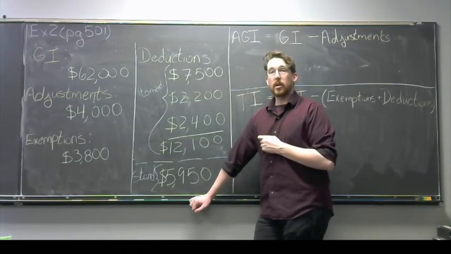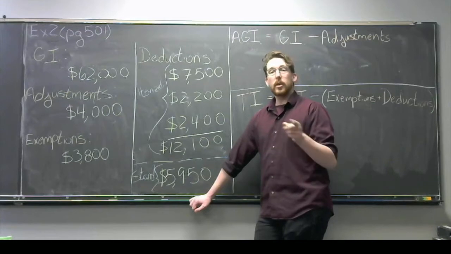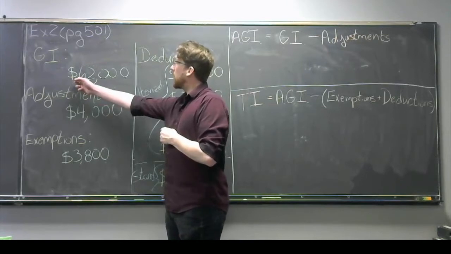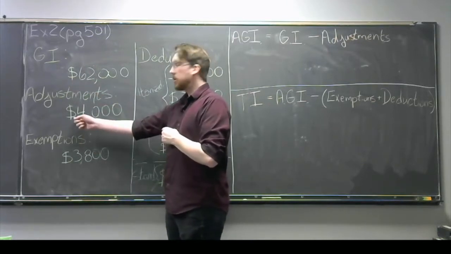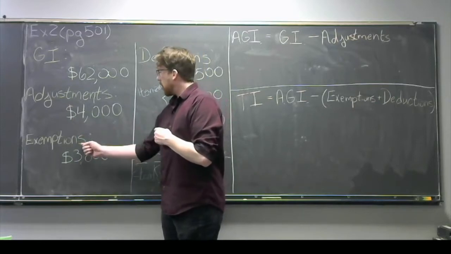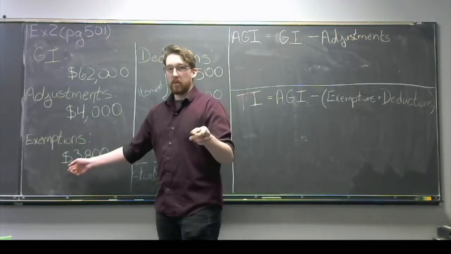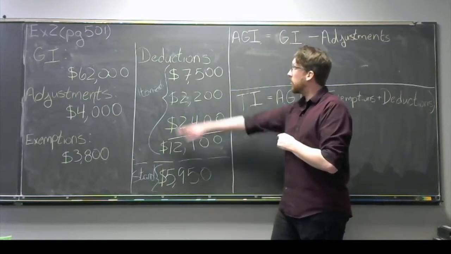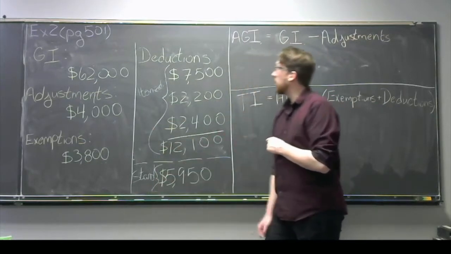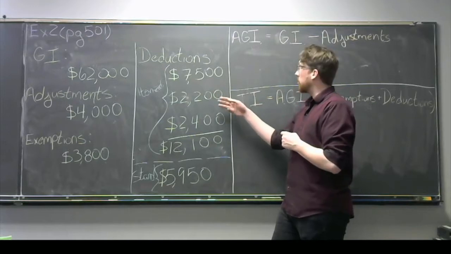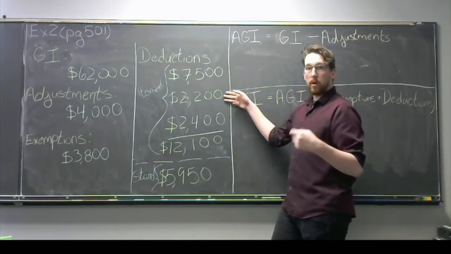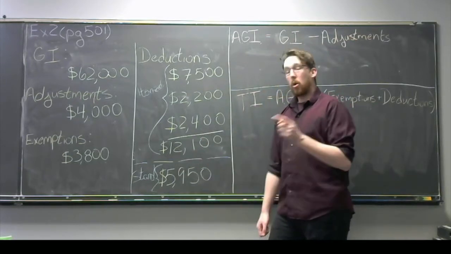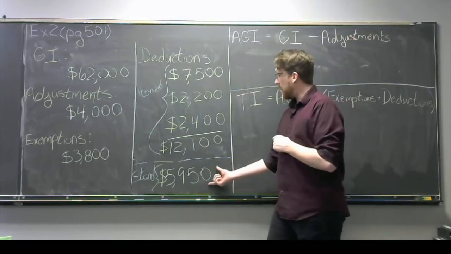As an example of calculating the taxable income for a person, let's look at example 2 on page 501. What we've got is a woman who makes $62,000 in a year. Her adjustments are $4,000. Her exemptions, which I'll explain what that is in a minute, is $3,800. She has a choice of either using an itemized deduction or a standard deduction. If she uses an itemized deduction, there are 3 items she could be pulling from, for a total of $12,100, or again, she could use the standard deduction of $5,950.